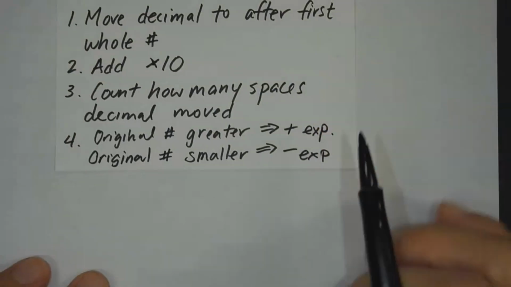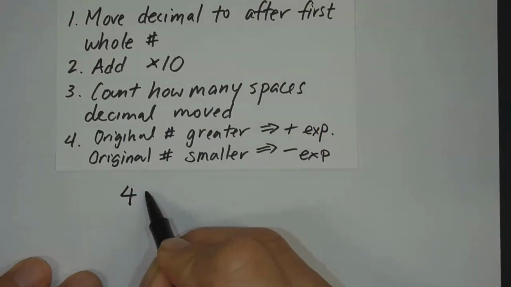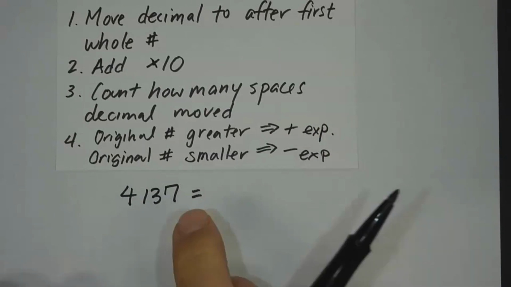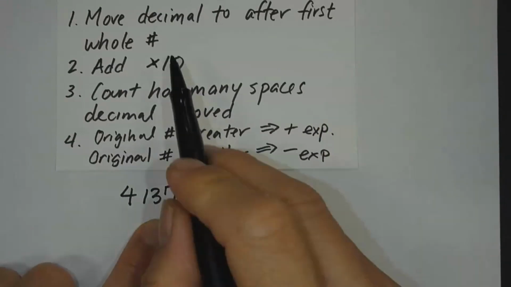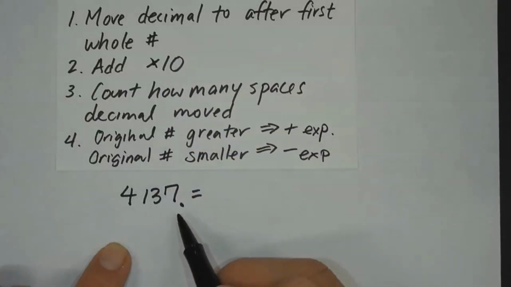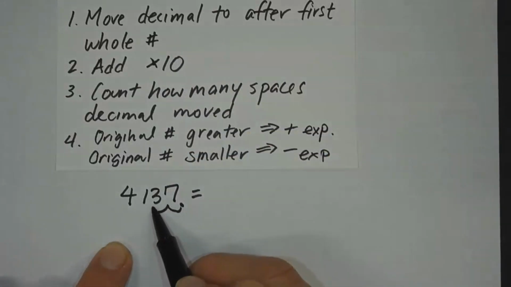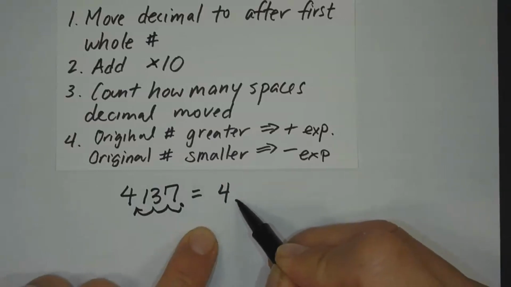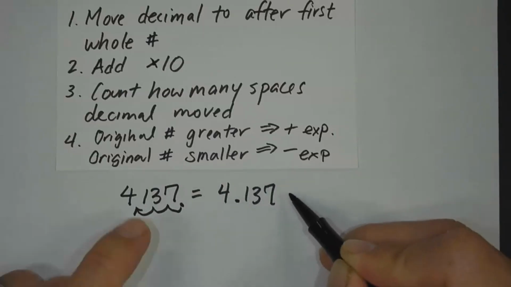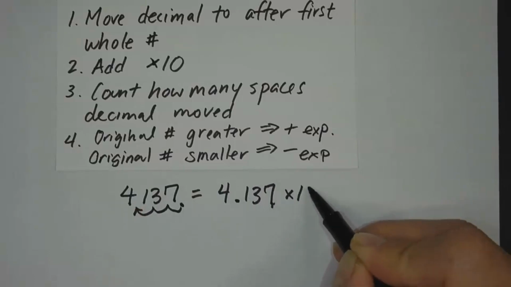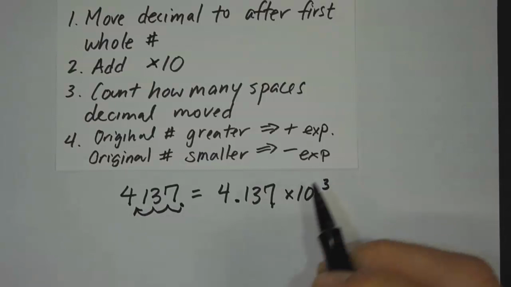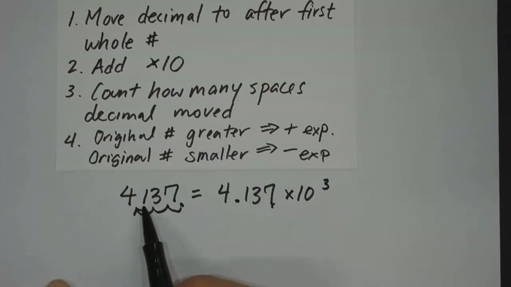So now let's go ahead and apply this to an example. So we're going to look at 4137, and we're going to move the decimal. First, we're going to move the decimal to after the first whole number. So we're going to take this and move it to the left. 1, 2, 3. So our number is going to be 4.137. We're going to add the times 10. And the exponent is going to be 3. And because the original number is greater, we're going to leave that as a positive number right there.